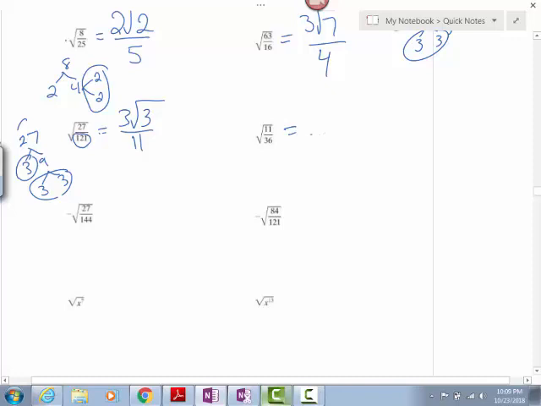Let's take a look here. Square root of 36 is 6. And 11 is a prime number, so I can't break the number 11 down. So that's just going to stay as it is, the square root of 11 over 6. Okay.